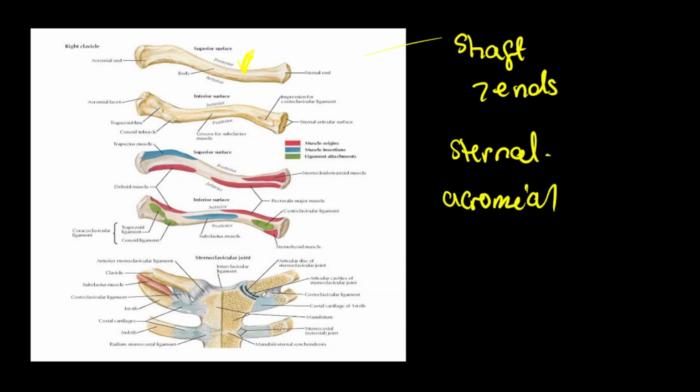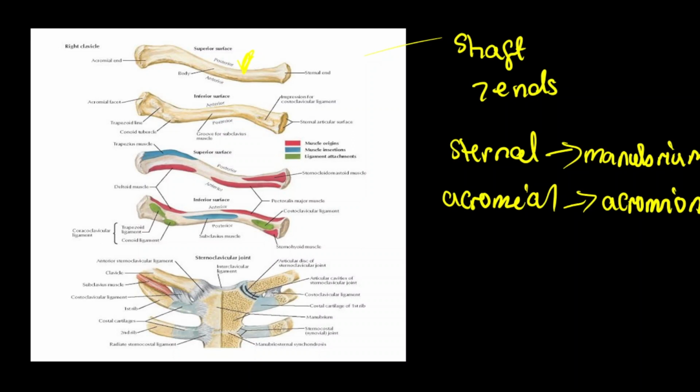Now, the sternal end of the clavicle attaches to the manubrium of the sternum, while the acromial end of the clavicle attaches to the acromion of the scapula. Now, the sternal end, as we can see here, is bulky. Okay, the sternal end is bulky and it attaches to the manubrium of the sternum. However, the acromial end is flattened from top to bottom.